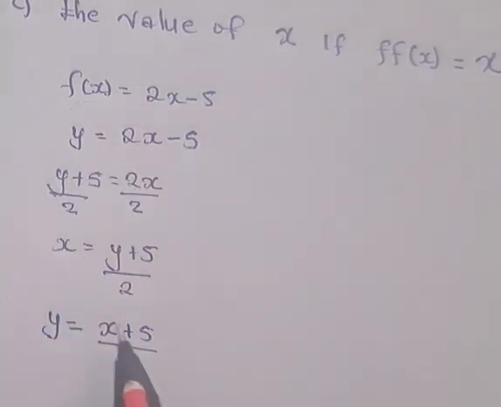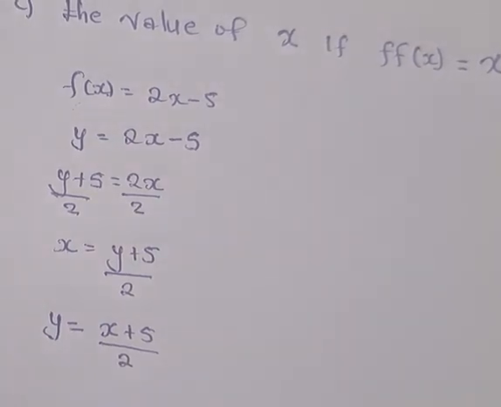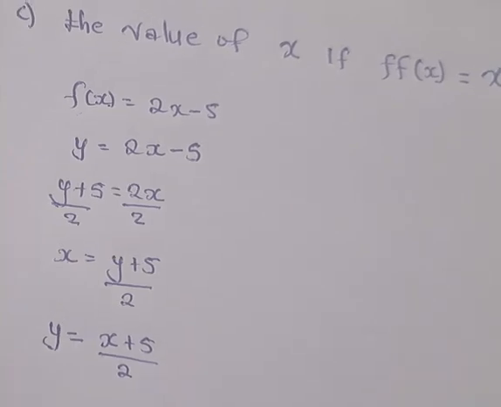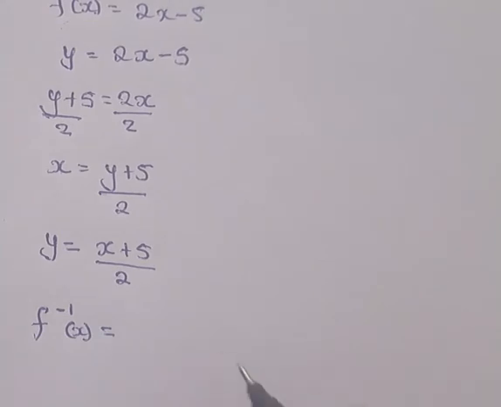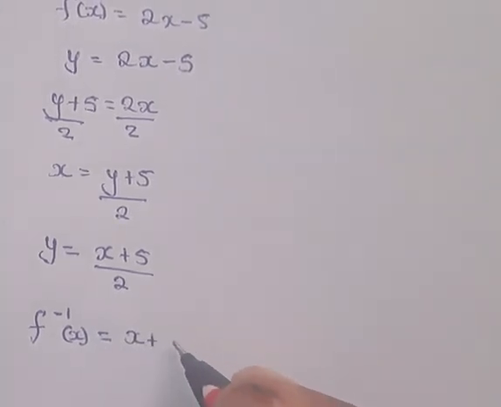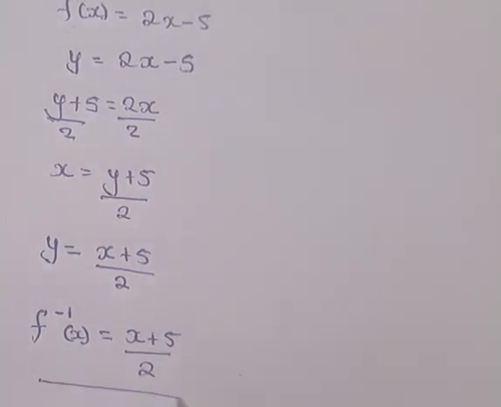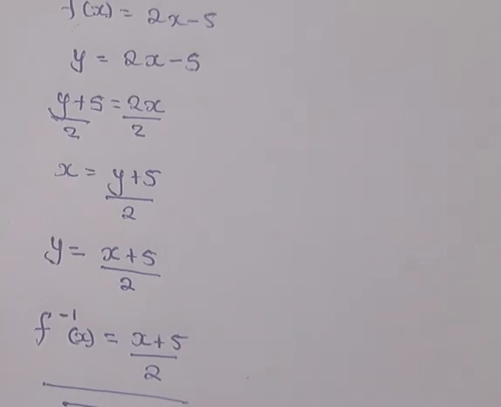But in our case now, since this is the inverse, the one that is going to make the range, where we can use the range to find the domain, I'm going to say f inverse of x is equal to x plus 5 over 2. And now this one becomes what we exactly needed. All right, so this is the inverse.